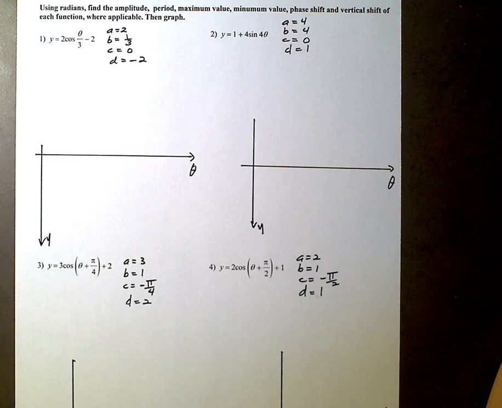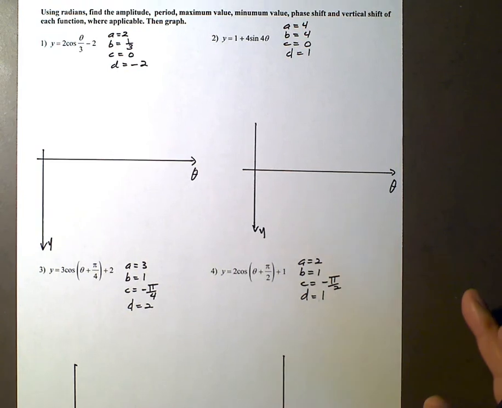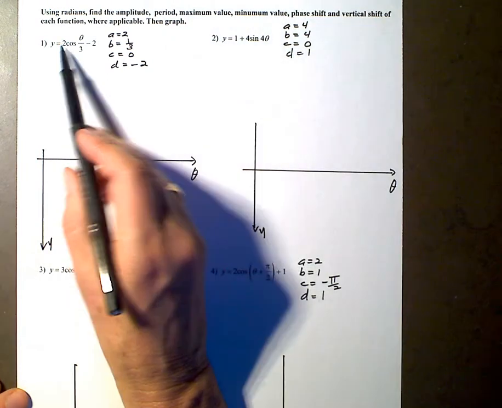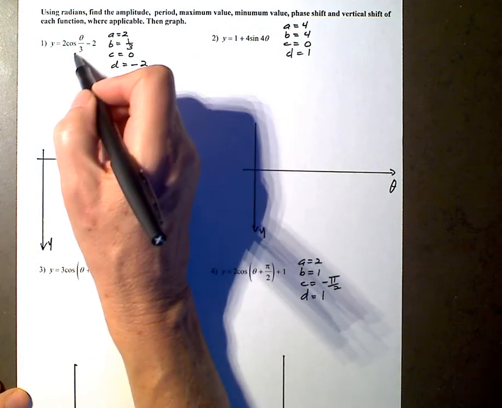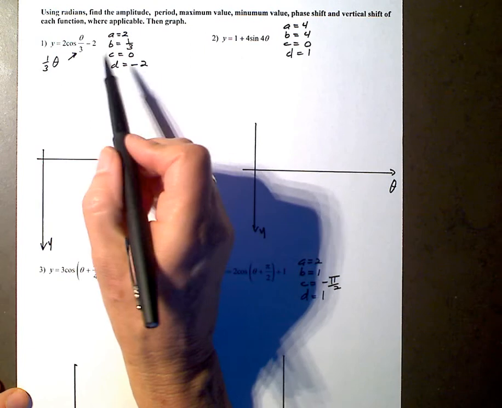Okay, this is the graphing portion of the review worksheet for Chapter 13, Lessons 1 through 4. I'm going to go through each of the functions here. I've identified in number 1, A is 2, and B can be separated out to be 1/3 of theta, so B is a third. This does not have a phase shift.